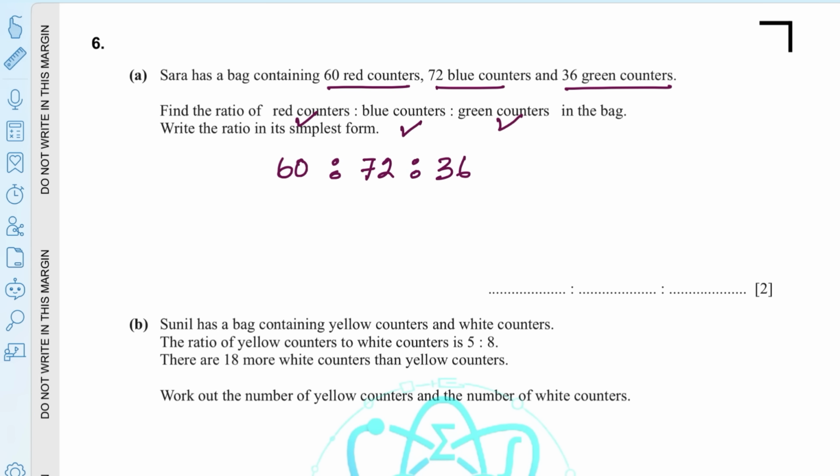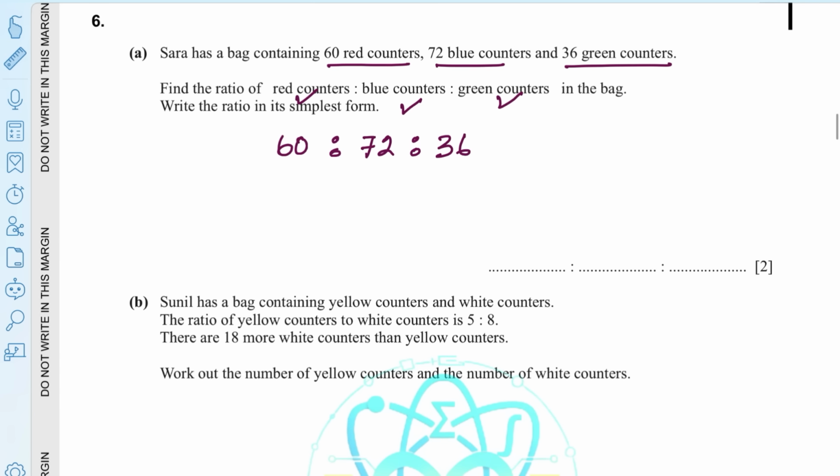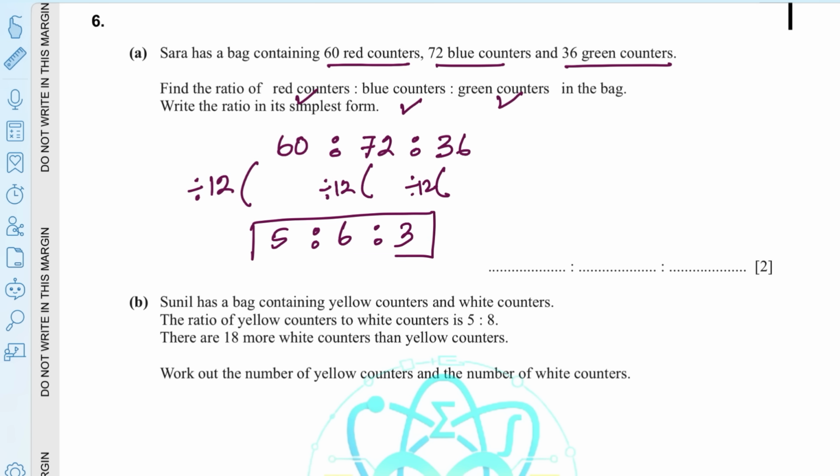How to simplify? Find the highest common factor of these 3 numbers, which can divide all 3. In this case, I think the largest number which divides all of them is 12. So divide by 12, divide by 12, divide by 12. Is it okay? So it will be 5, then 6, since 12 times 6 is 72, and then 3. So the ratio 5:6:3 will be the simplified answer for this question.